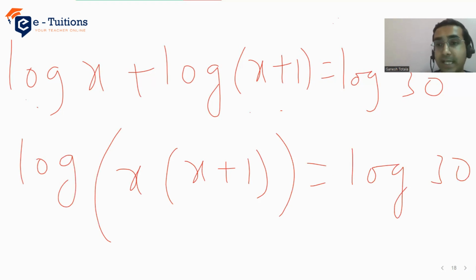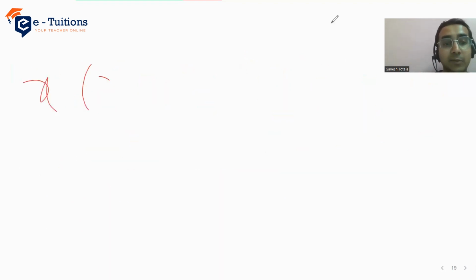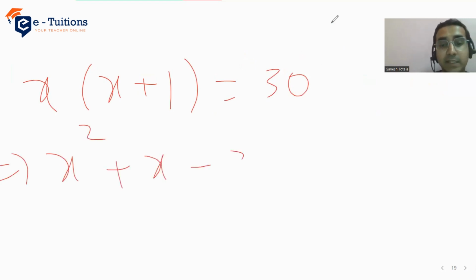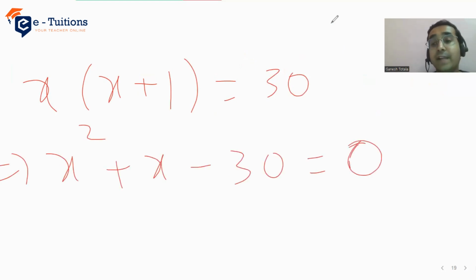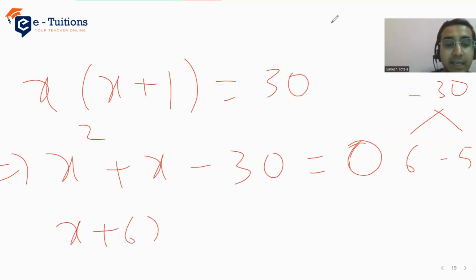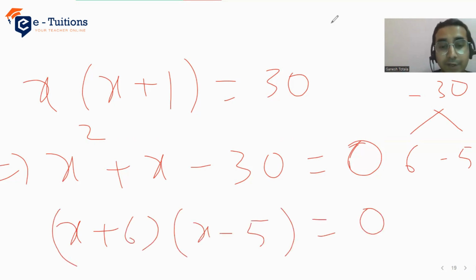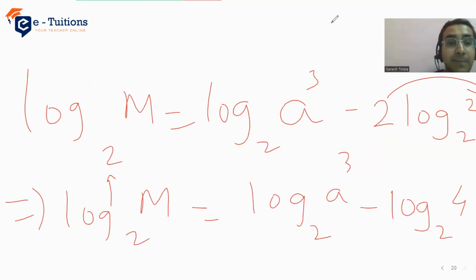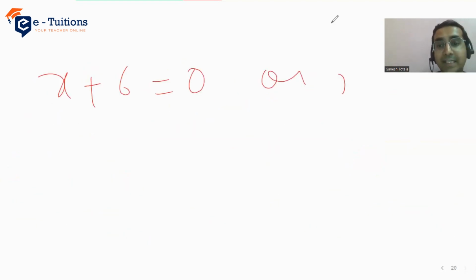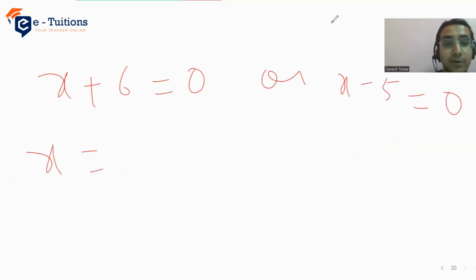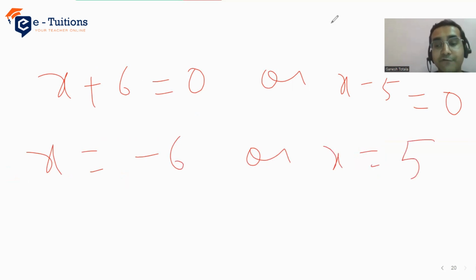Now, on both sides, we have log with the same base. So log and log will get cancelled. So we simply have x into bracket x plus 1 is equal to 30. Just simplify it. So it will be x squared plus x minus 30 is equal to 0. Now you have to find the factors of negative 30 such that the product is negative 30 and sum is plus 1. So this is 6 and minus 5. So x plus 6 into x minus 5 is equal to 0. So we will be having either x plus 6 is equal to 0 or x minus 5 is equal to 0. So x is equal to negative 6 or x is equal to positive 5.